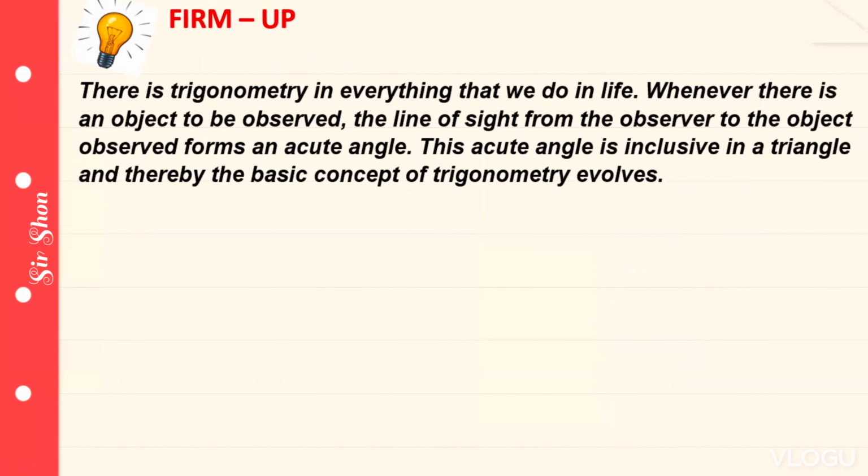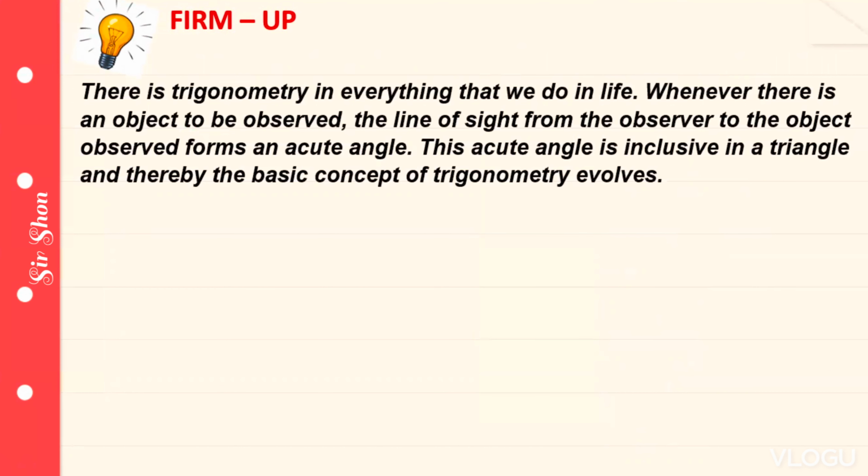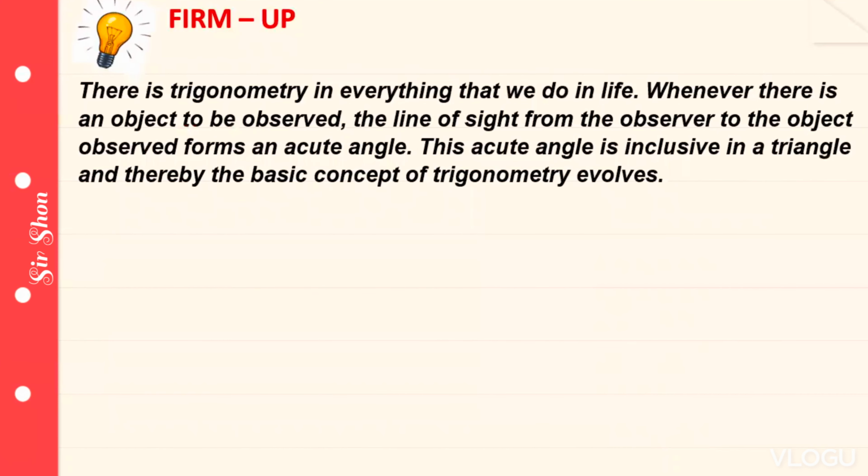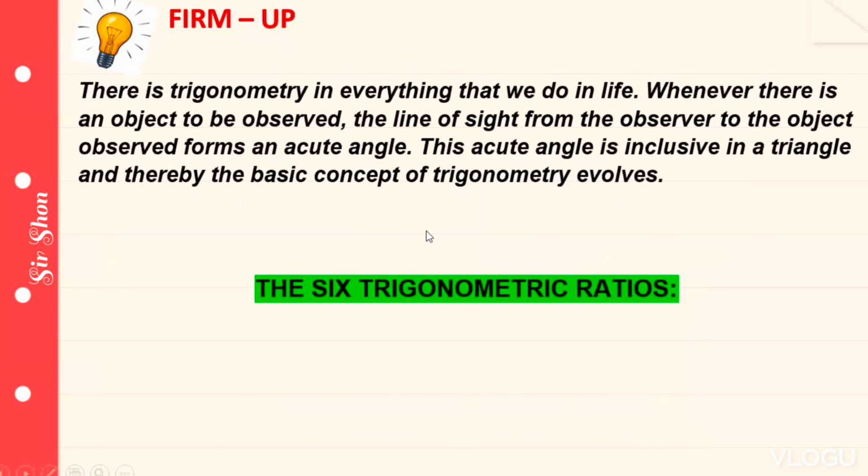So there is trigonometry in everything that we do in life. Whenever there is an object to be observed, the line of sight from the observer to the object observed forms an acute angle. This acute angle is inclusive in a triangle, and thereby the basic concept of trigonometry evolves.